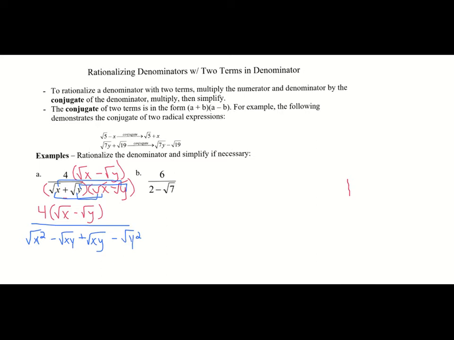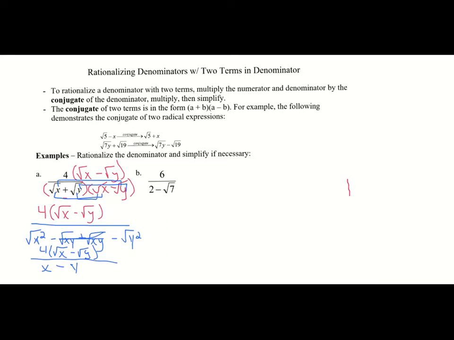And now we're going to simplify that bottom. Again, I'm going to keep my top as 4 times the square root of x minus the square root of y. But the bottom, the square root of x squared, we know is x. Notice these middle terms. I have a negative square root xy and a positive square root xy, so that will cancel. And then the square root of y squared is y, so minus y. So my final answer is 4 times the quantity of square root of x minus the square root of y divided by x minus y. And that would be my rationalized denominator there. I got rid of the radicals on the denominator, so that's what I needed.